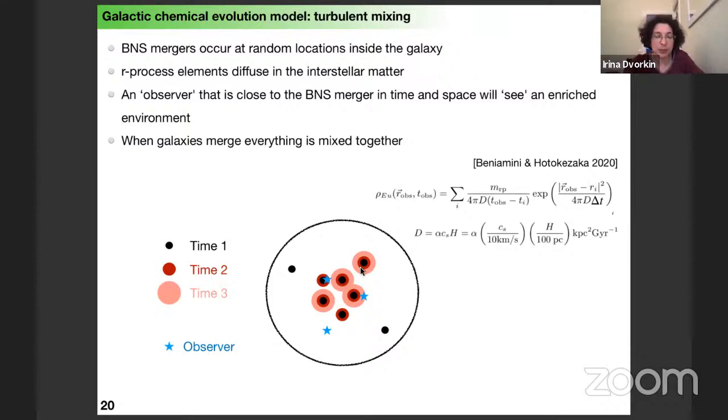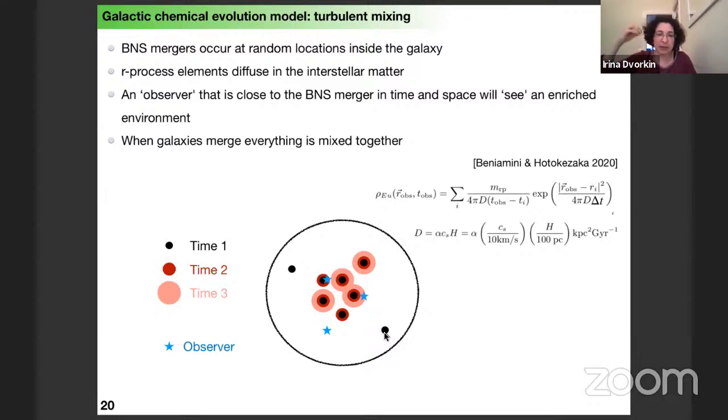So let's imagine that we have some events that produced our r-process. These are the black points. At time one, they just polluted a small region around them with our r-process elements. At time two, this region expanded a bit, but the density also decreased. That's the red circles. At still later time, with the pink circles, the region polluted with r-process elements is still greater, but the density is also slightly less.